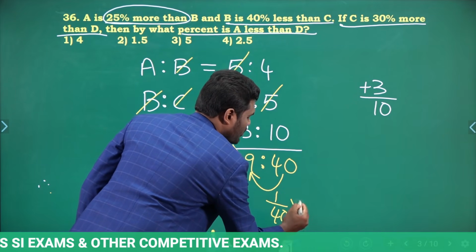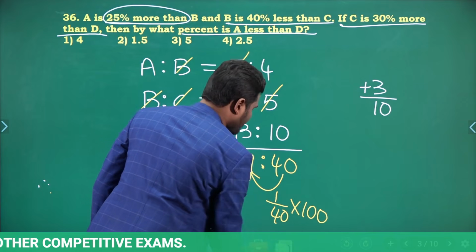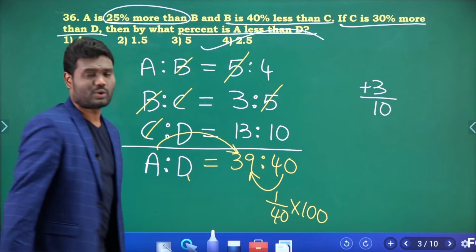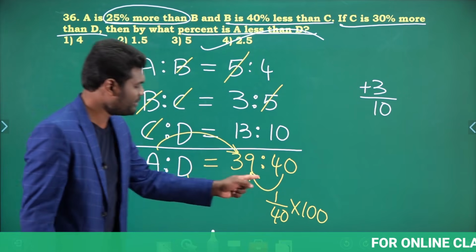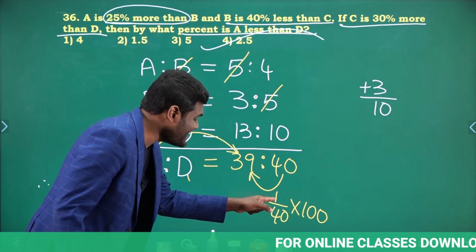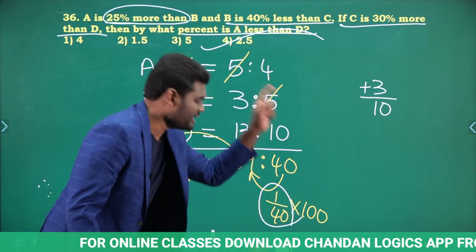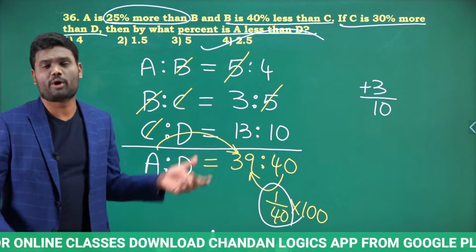So, 1 by 40 into 100. So, 1 by 40 into 100 is nothing but 2.5%. So, the answer is nothing but 2.5. Why? Because A is 1 less than 40. As A is 1 less than 40, 1 by 40. So, 1 by 40 is nothing but 2.5%.